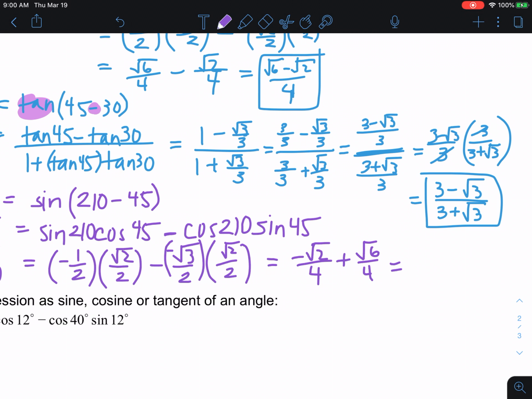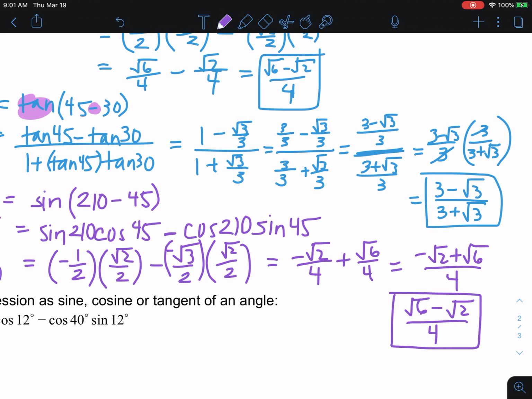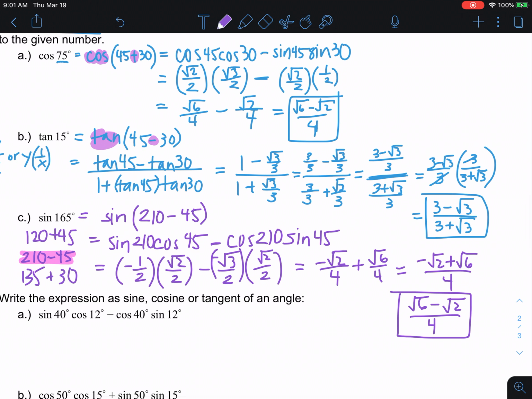And I will combine this into a fraction, so it'll become negative root 2 plus root 6 all over 4. Sometimes we don't like to have this negative out in front, so we can switch the order of addition and just turn this into root 6 minus root 2, as long as the signs stay the same. So the root 6 is still positive, and the root 2 is still negative. So that will be our final answer.